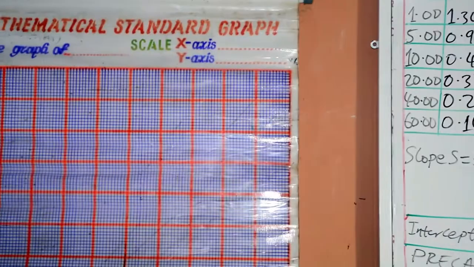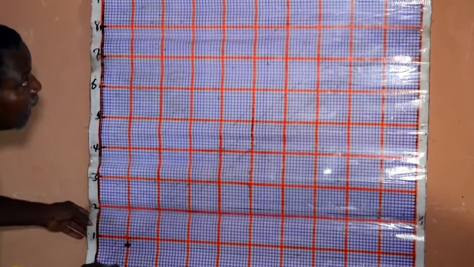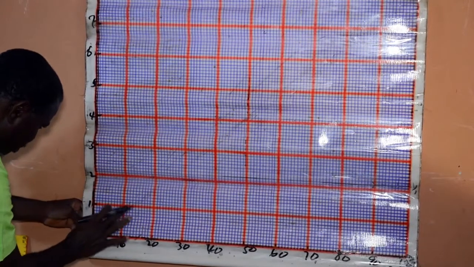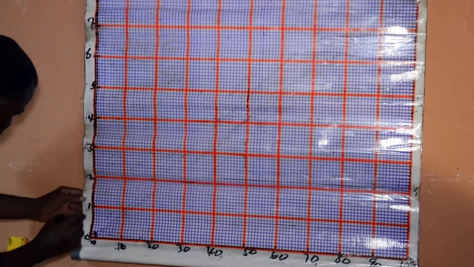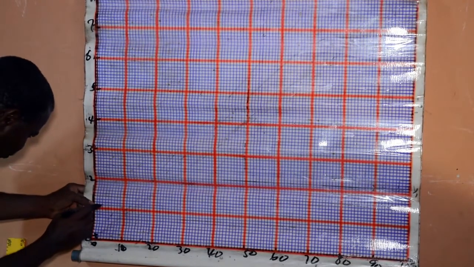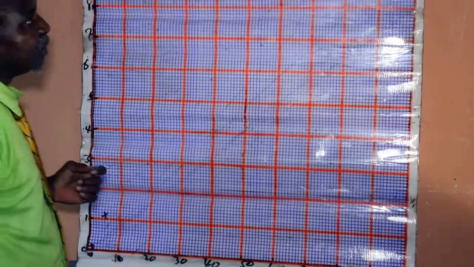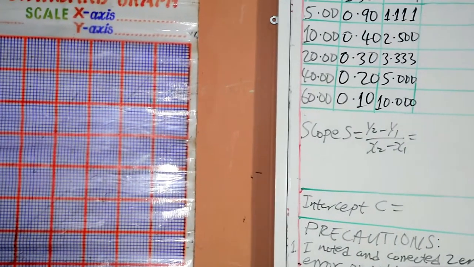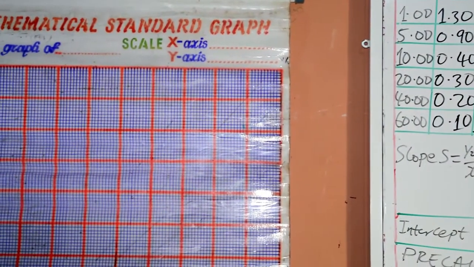1.11 against 5. 1.11 is here. This is 1. 1.11 against 5: 1, 2, 3, 4, 5. This one is here. 2.5 against 10. This is 2.5. 1, 2, 3, 4, 5 against 10. This is 10 here.